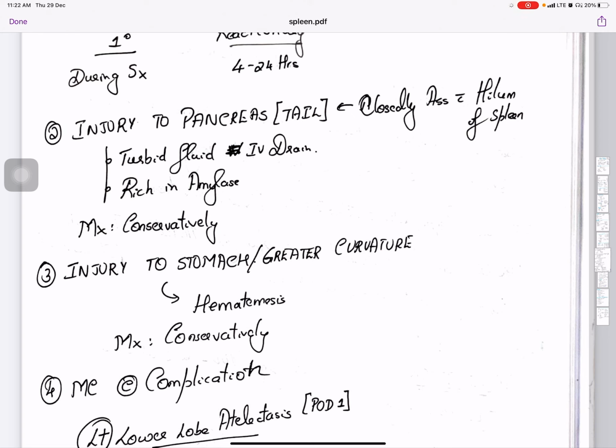After hemorrhage and injury, we come to the most common complication, that is pulmonary complication: atelectasis and pneumonia. The most common is left lower lobe atelectasis and pneumonia, occurring from post-operative day 1. It can range from minor cough to atelectasis and pleural effusion. Basal atelectasis is one of the most common post-operative complications. This one is very, very important. Paralytic ileus is fine, leave it.